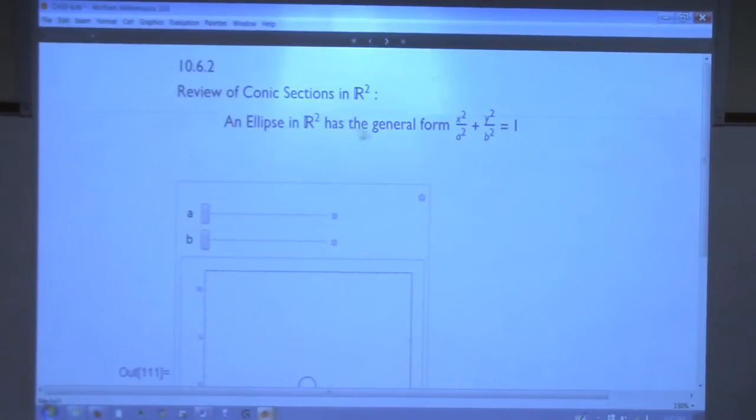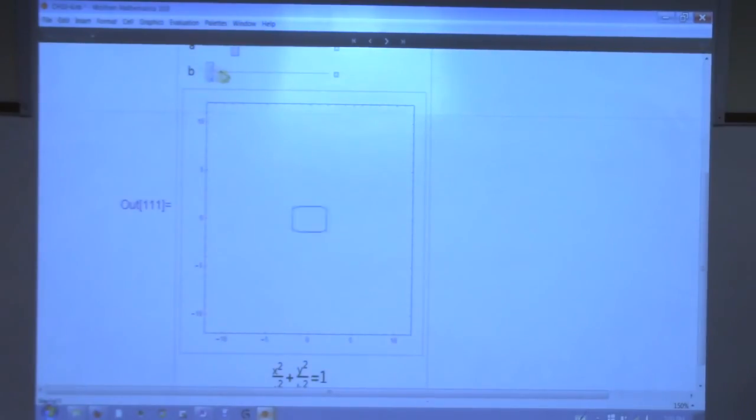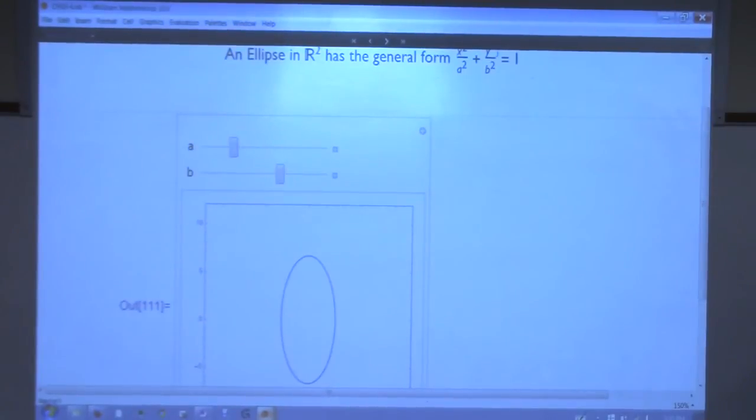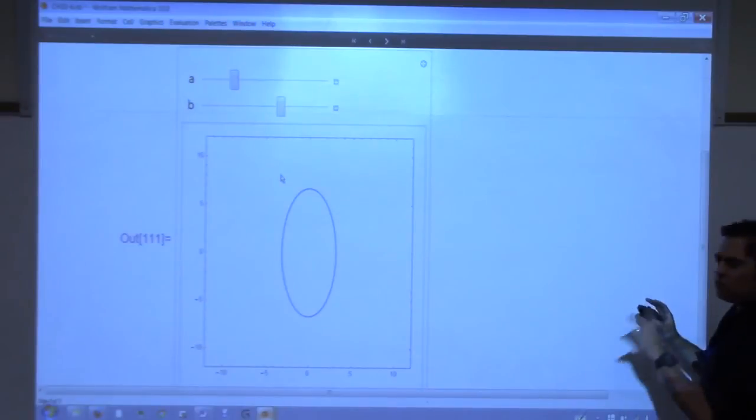If you have in two-dimensional space this equation, x squared over a squared plus y squared over b squared equals 1, what does this draw? Ellipse. So it looks like this. Depending on how you change the a and the b down here, it will change your ellipse shape. Yeah? Two-dimensional.